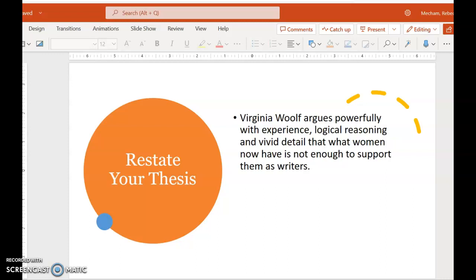So restating your thesis. In that original introduction, I talked about how she argues for the support of women, right? So I'm going to say it again, but I'm not going to say it in the same words. I'm going to rewrite it in a different way, bringing in probably some of the evidence I used in the paper as well. So Virginia Woolf argues powerfully with experience, logical reasoning, and vivid detail that what women now have is not enough to support them as writers. Okay.